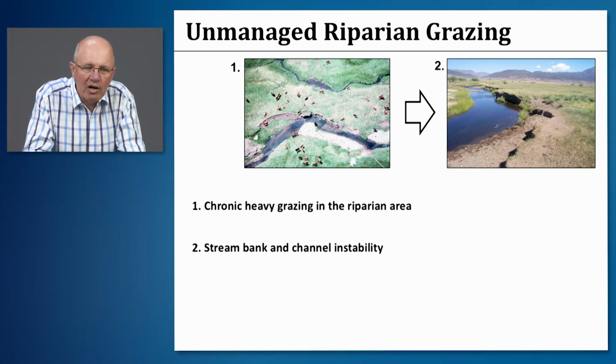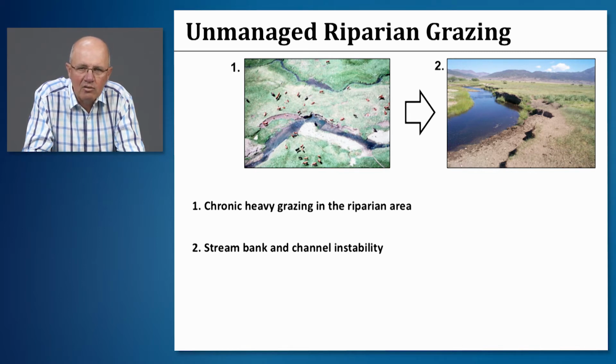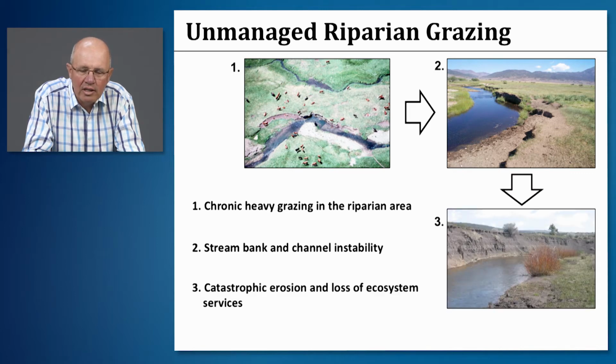This can begin a process towards stream bank and stream channel instability, as demonstrated here in the second photograph, where you've got a system that has bare banks, there's evidence of erosion occurring, and you're beginning to be set up for a situation where catastrophic erosion and downcutting, entrenching of the stream, or excessive widening of the stream can occur due to erosion of the stream banks, say during high storm events or during high snowmelt years and springs.